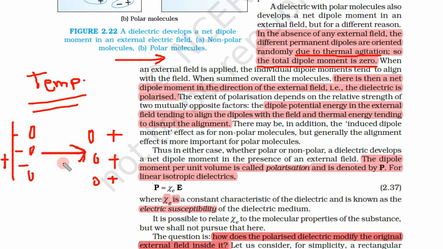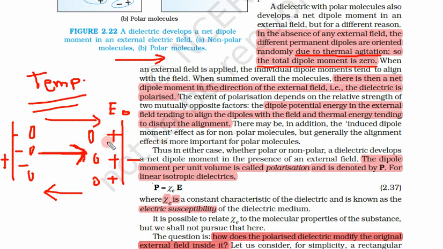This side was positive, this side was negative, and a net field was created. So the external field was in this direction, E naught. And you can see there is also a field created inside, from this positive and negative, which will oppose the external electric field, but the dipole moment is in the same direction as the electric field.